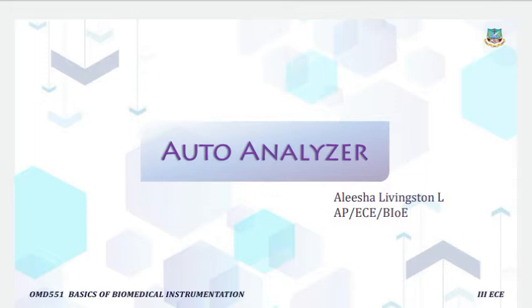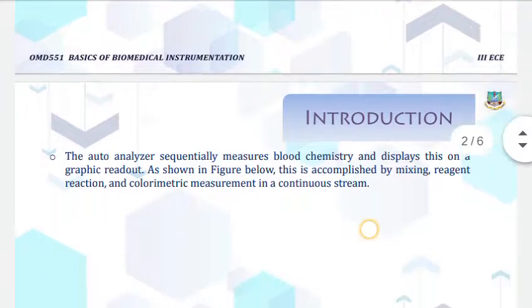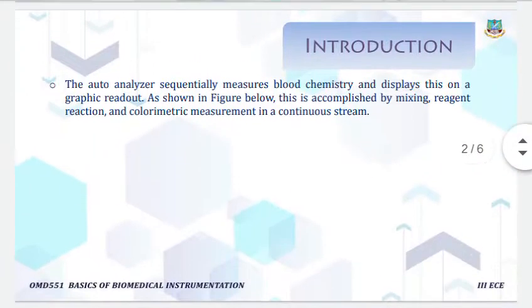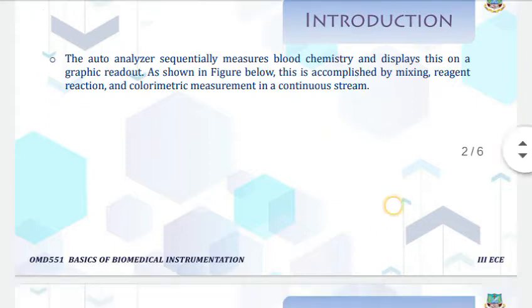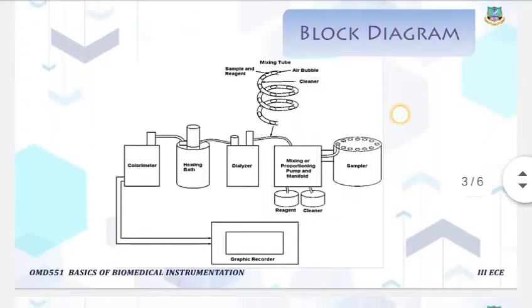Okay, today the last section we are going to discuss is the auto analyzer. The auto analyzer is mainly used to measure the blood chemistry and display it on a graphical readout. So we are measuring the blood chemistry, and it is displaying it. Okay, so this is the block diagram of this auto analyzer.